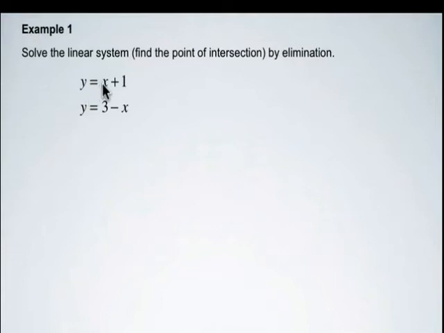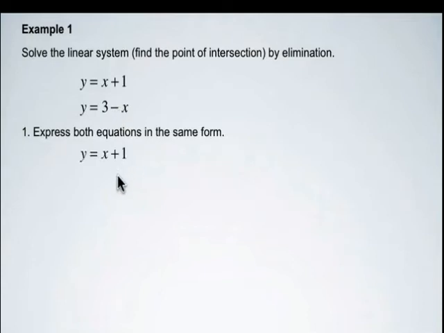In the first equation, x comes first. So we have to put both equations in the same form. We want to switch the second equation around so the x term comes first. When we do this, remember that the coefficient stays with the variable, so we're fine with the first one. We have to change this to y equals negative x, so the coefficient stays with the variable. So negative 1x plus 3, because this is understood to be positive 3.